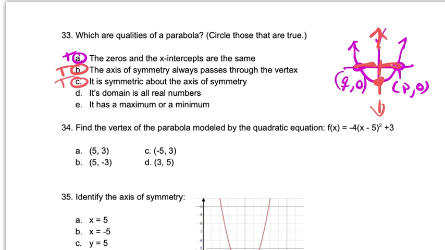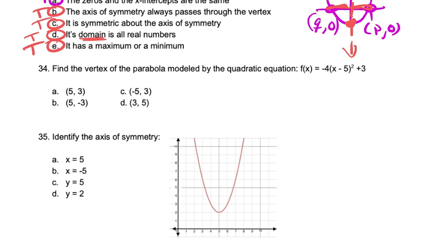So that's true. Its domain is all real numbers. That just means what x values can you plug in. You can put any x value in. It's the y values that get limited with a max or min. It has a max or a minimum. That is true. Either has a highest or a lowest. So all those things are true about a parabola.